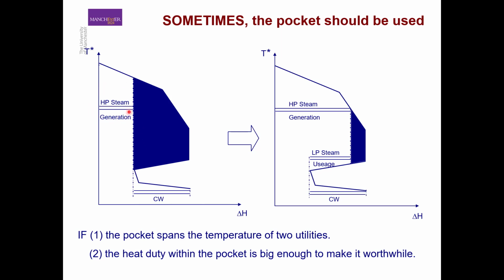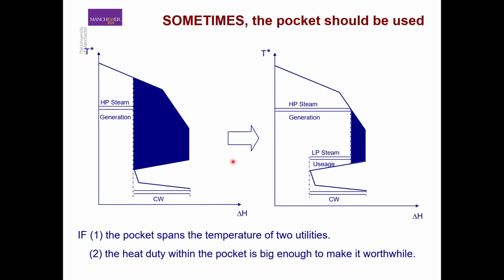While we are actually using this part of the hot stream, or the heat available in this interval, we are using it to generate high pressure steam. And by generating high pressure steam, we can make power that normally we get from outside suppliers. And from this part of the process, the heat is finally rejected to the cold utility, and in this case, that is cold water.